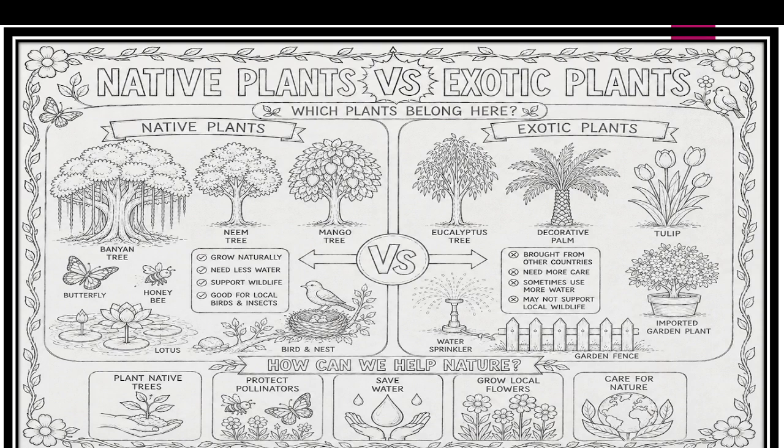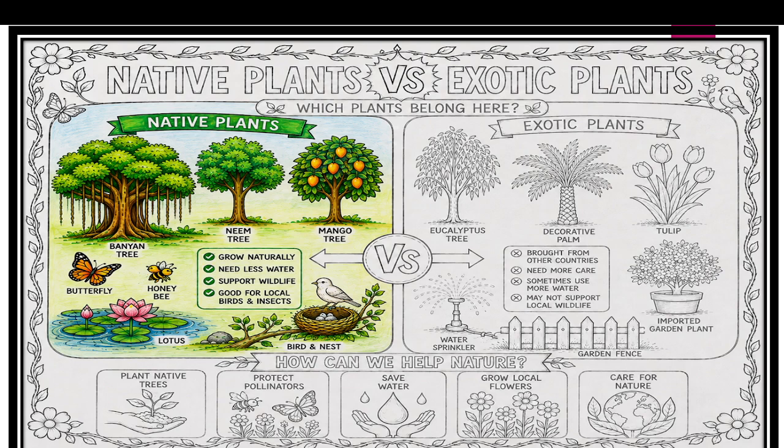Now it's coloring time. Stage 1 of coloring. We are coloring only the native plants. Green trees, bright flowers, blue water, beautiful wildlife. Look at that transformation. One side is now alive, while the other side is still waiting. Don't color everything at once. Step by step coloring makes your project look much more professional.